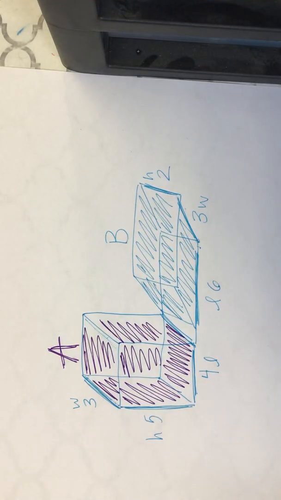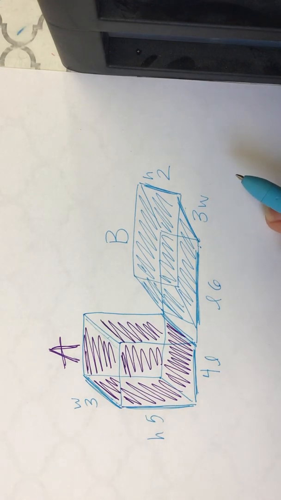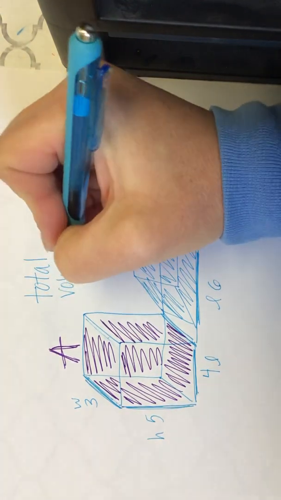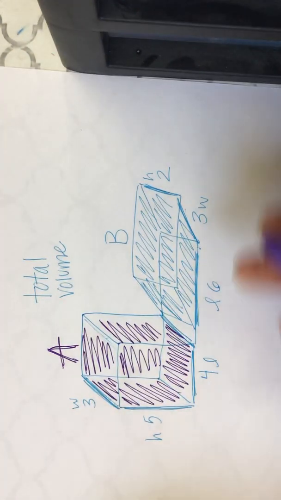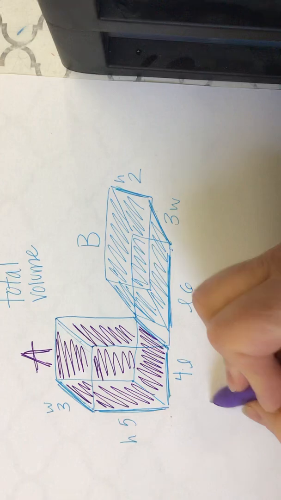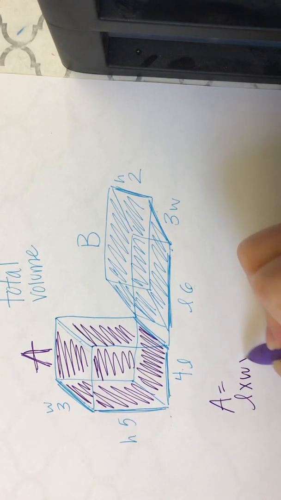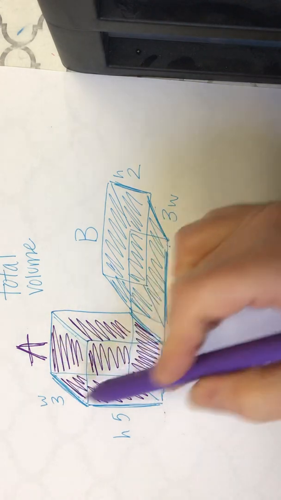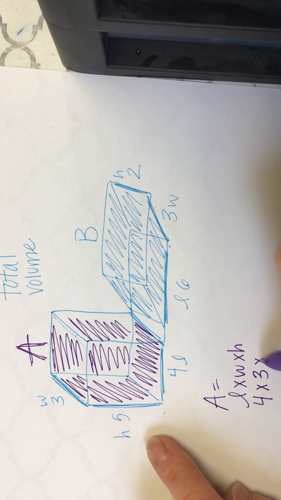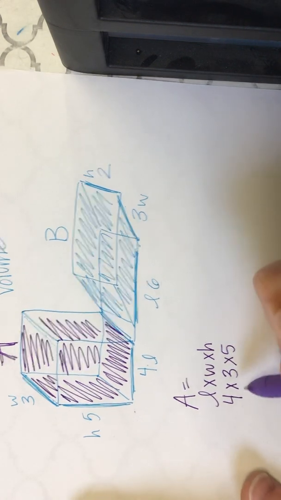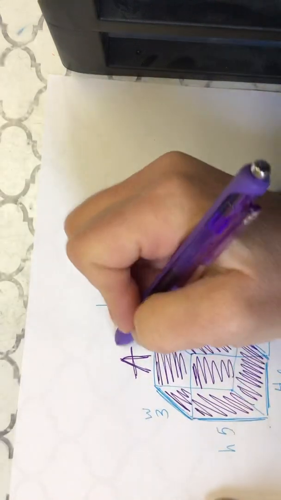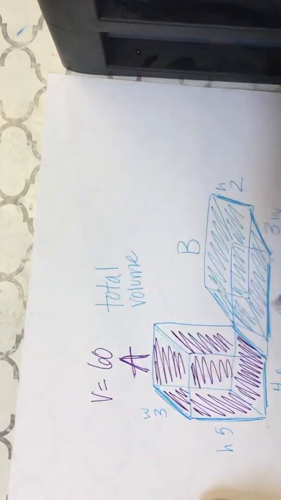So if you have to find the volume of shape A and B, and it wants to know the total volume, let's see if we can figure that out. So A, we know how to find the volume, is length times width times height. So A is length times width times height. So here we have 4 times 3 times 5. So here we have 12 times 5 is 60. So A has a volume of 60.